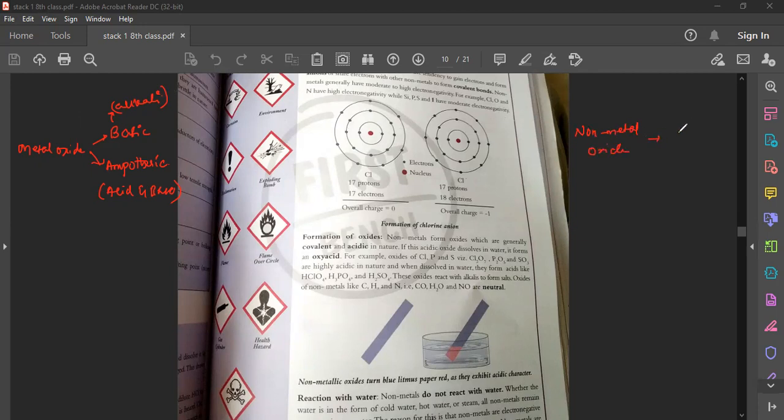What is the nature? Acidic. Acidic or neutral, both will form. Non-metal oxides are acidic in nature or neutral in nature. So if you take the oxides of chlorine, phosphorus or sulfur, they will form acidic oxides. These, Cl2O7, P2O5, SO3, are all acidic oxides.